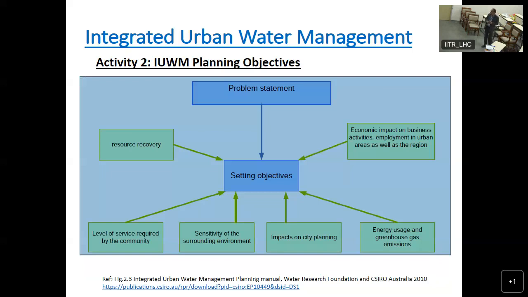So under this, basically we are looking at the impact on city planning. When we are developing the integrated water management approaches, we have to look at all those aspects, and based on that, we will set our objectives: the sensitivity of the surrounding environment, energy use, greenhouse gas emissions. All those aspects should be considered in setting the objectives. And basically the idea is that finally we will go through a multi-criteria assessment in selecting the best option.